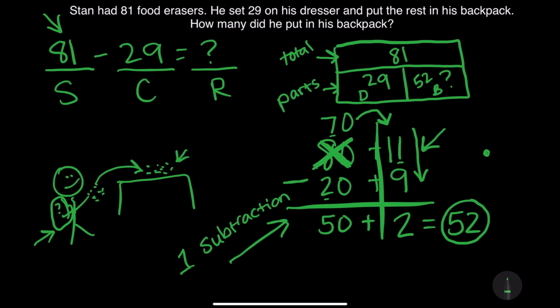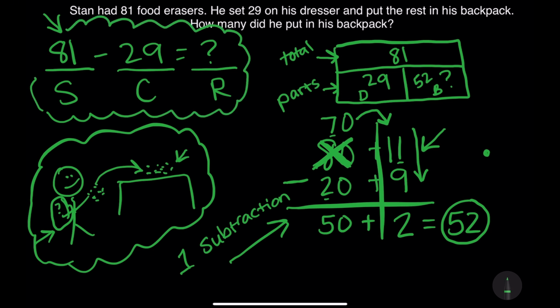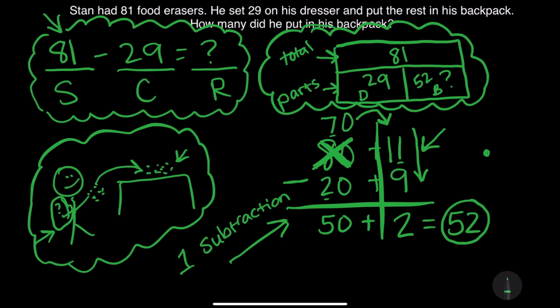You can visualize the problem with a little picture or a little movie in your mind. You can write a number sentence using start, change, result. You can organize your information on a strip diagram. Everything here helps you organize your thoughts so that you can get the correct answer.